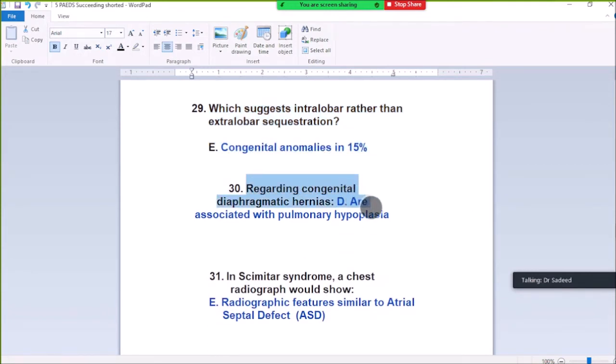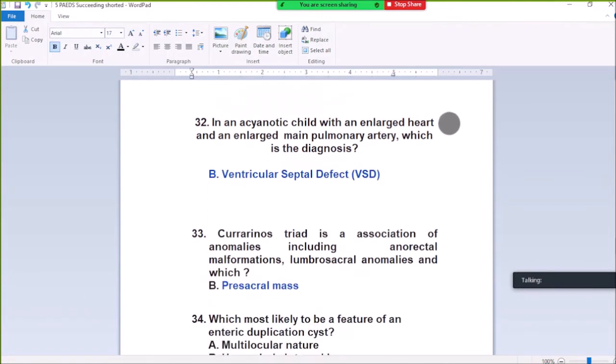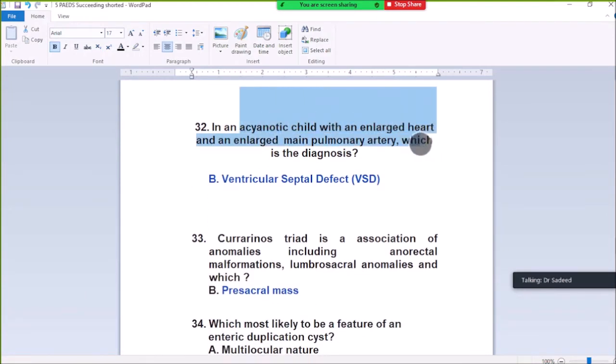30. Regarding congenital diaphragmatic hernias, they are associated with pulmonary hypoplasia. 31. Scimitar syndrome on chest radiograph would show features similar to atrial septal defect. Scimitar syndrome is similar to ASD. 32. An acyanotic child with an enlarged heart and enlarged main pulmonary artery, which is diagnosed with ventricular septal defect. Enlarged heart and enlarged main pulmonary artery is seen in PDA. An acyanotic child, acyanotic heart disease.